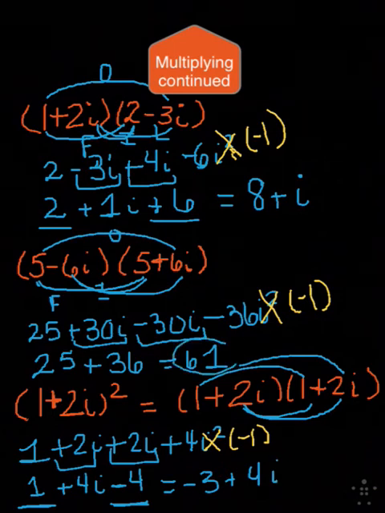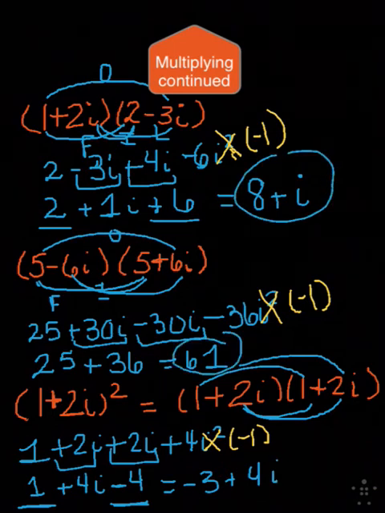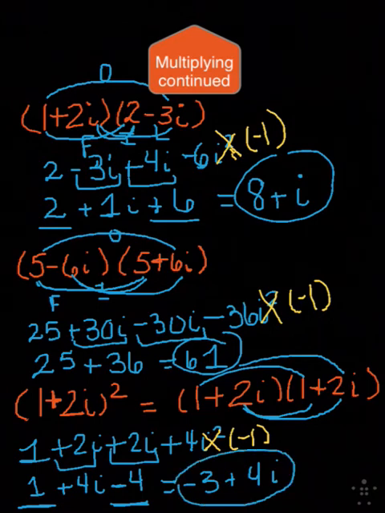So if you notice, in all of my answers, I made sure the real part is first and then the imaginary part is last when you're doing complex numbers. So just distributing like you did using FOIL or the box method back in Algebra 1.